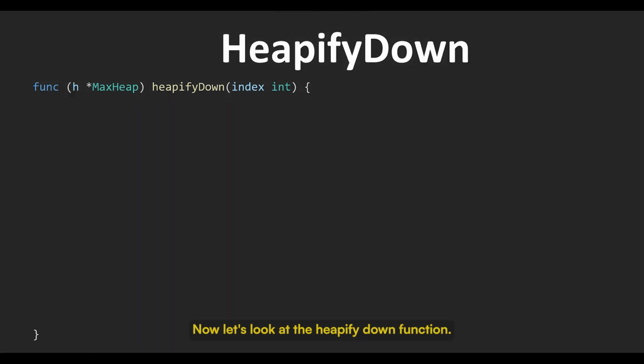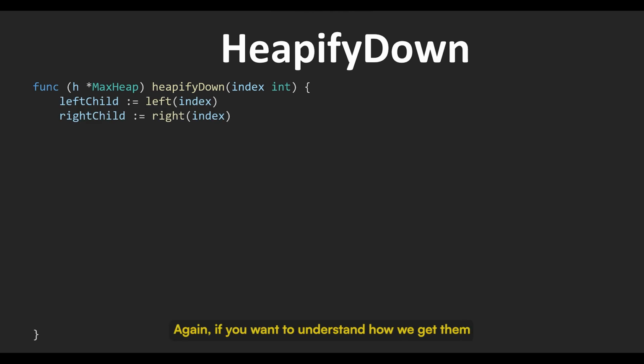Now let's look at the heapify down function. In this function, we first get the index of the left and the right child. Again, if you want to understand how we get them, you can check out this video of mine. Then we need to find the appropriate node among the 3 nodes: the current, the left child and the right child. For this, we make use of the less function as we have seen earlier.